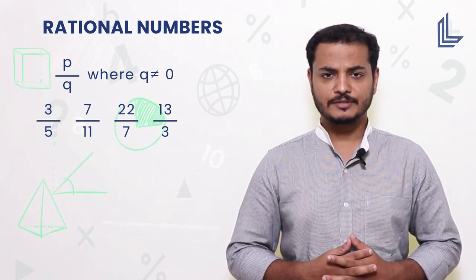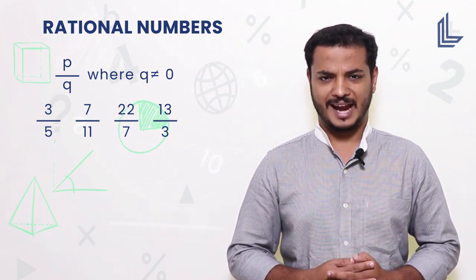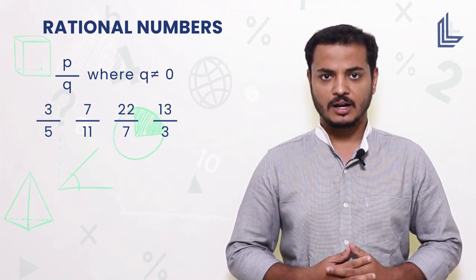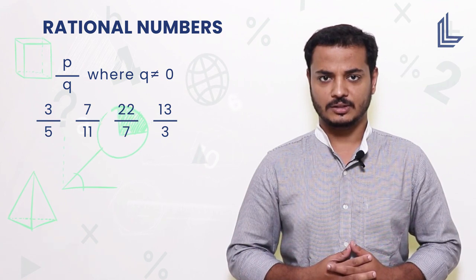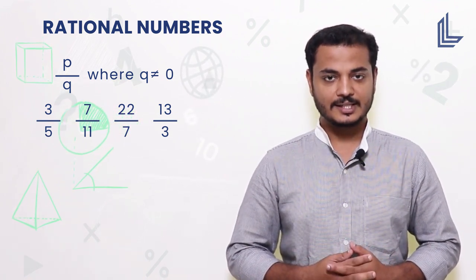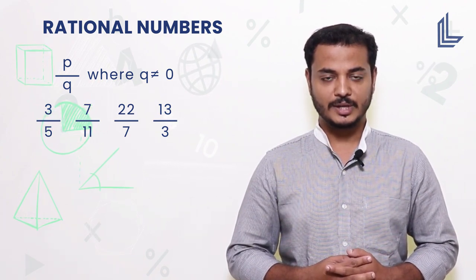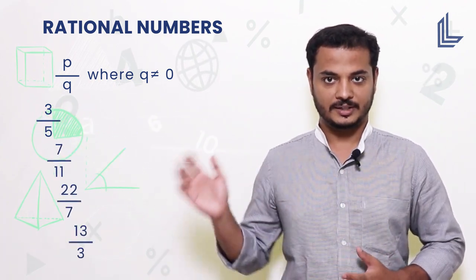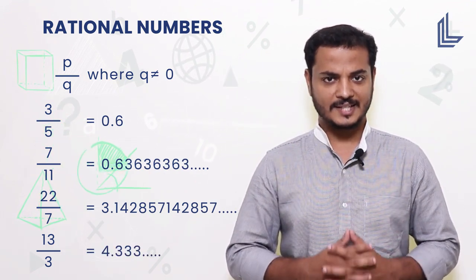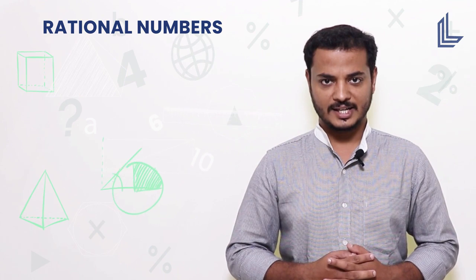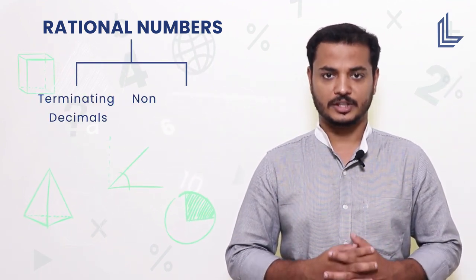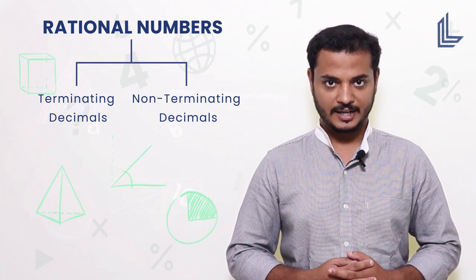Now, what if the number is not given in the form of a fraction? If it is given in the form of a decimal, how would you identify whether it's rational or irrational? To understand this clearly, let's convert the examples into decimal form. So here it is. So what do you notice here? You can notice that some of the decimals are terminating and some others are non-terminating, right?